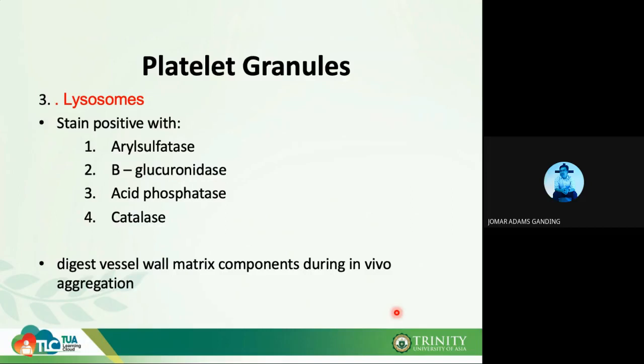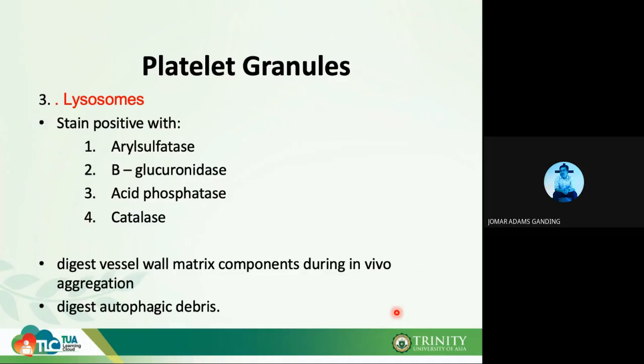So remember that they digest vessel wall matrix component during in vivo aggregation. Okay, and of course they also digest autophagic debris. So take for example, may na-take up yung platelets mo na substances, they would actually digest those debris within your cell.